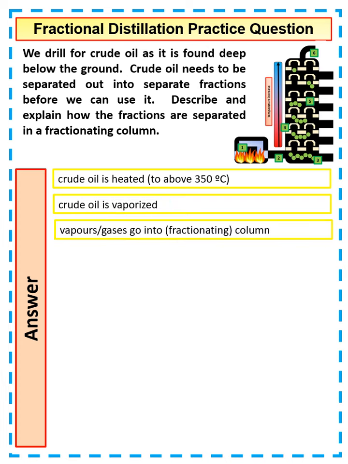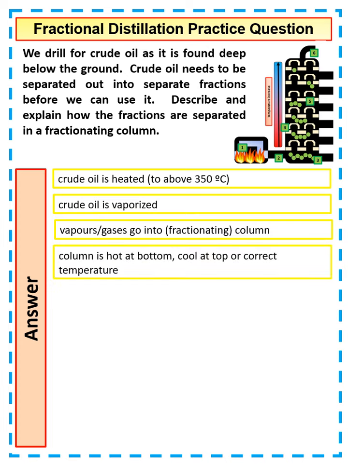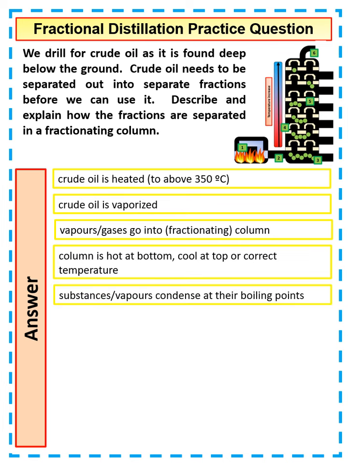Right, these vapors are then pumped into a fractionating column. So that's the piece of equipment we're using. So the column is hotter at the bottom and relatively cool at the top. So the vapors condense at their boiling point, right?